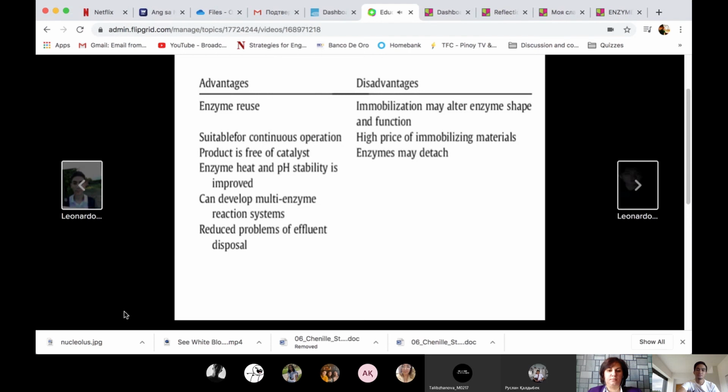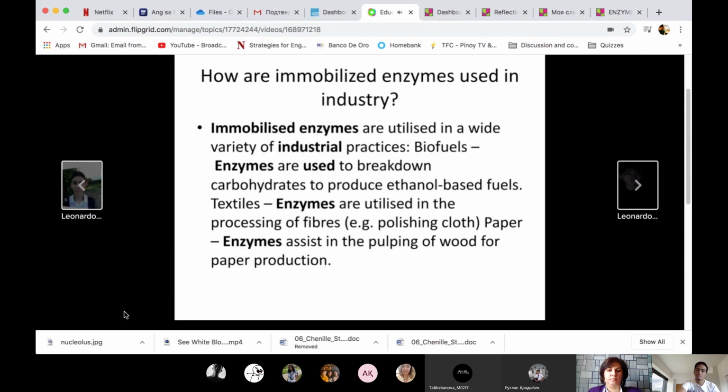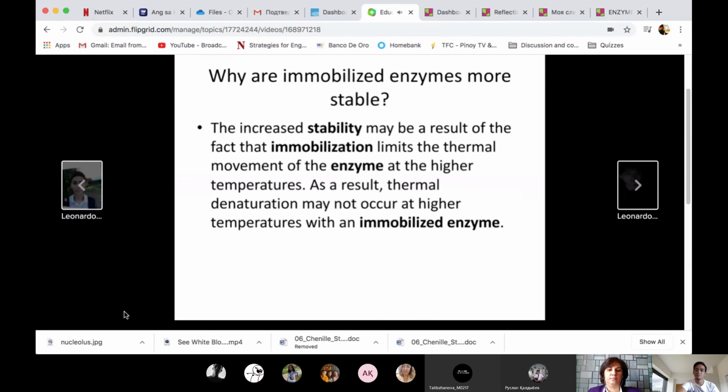How are immobilized enzymes used in industry? Immobilized enzymes are utilized in a wide variety of industrial practices. It can be used in production of biofuels, paper, and polishing clothes. Why are immobilized enzymes more stable? The increased stability may be a result of the fact that immobilization limits the thermal movement of the enzyme at higher temperatures. As a result, thermal denaturation may not occur at higher temperatures with an immobilized enzyme.